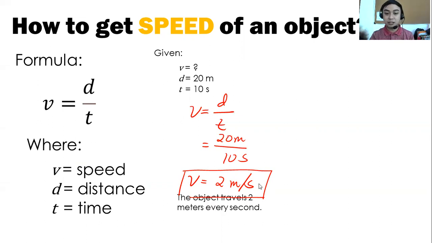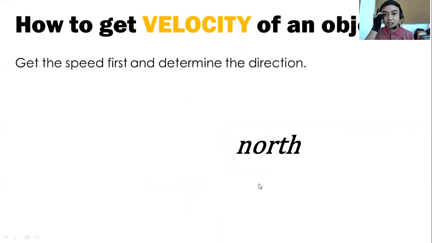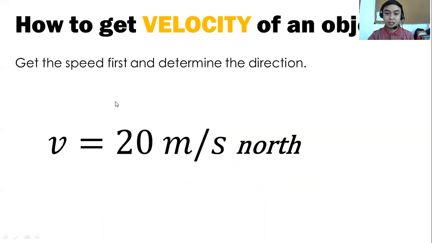Let's go to velocity. For velocity, you need to get the speed and determine the direction. This is an example: velocity is equal to 20 meters per second north. So you need to compute first the speed and then indicate the direction. In that way, you will be able to express the velocity of the object.